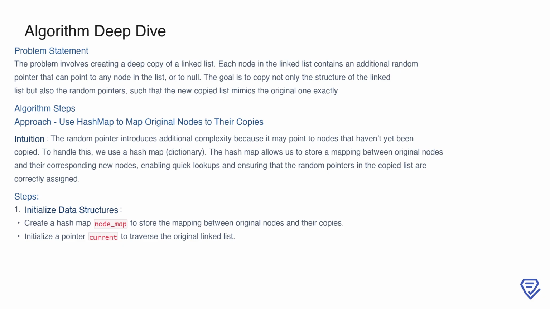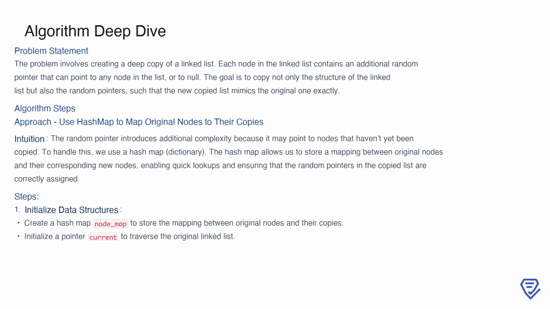In this problem, we are tasked with creating a deep copy of a linked list where each node contains an additional random pointer. This random pointer can point to any node in the list or be null. The challenge lies in not just duplicating the structure of the list but also ensuring that these random pointers in the copied list correctly replicate those of the original.